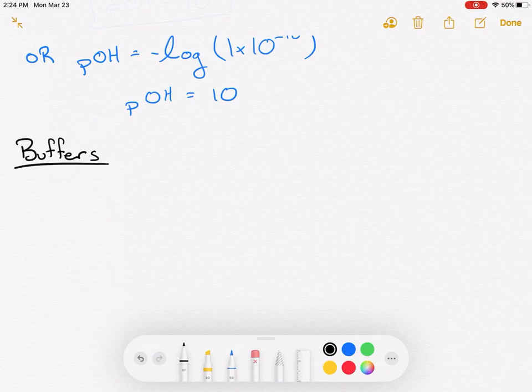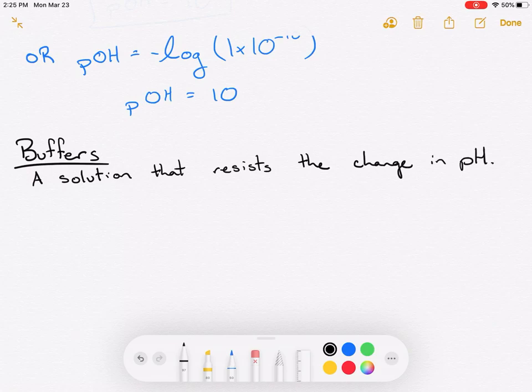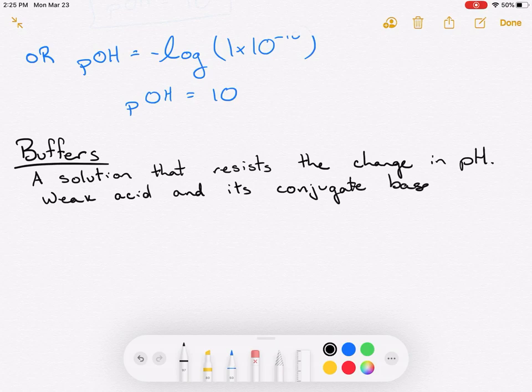Okay, let's talk about buffers, and then you can go off and do some practice problems yourselves. So a buffer is a solution that resists the change in pH. Basically, what this is going to be is a weak acid and its conjugate base.